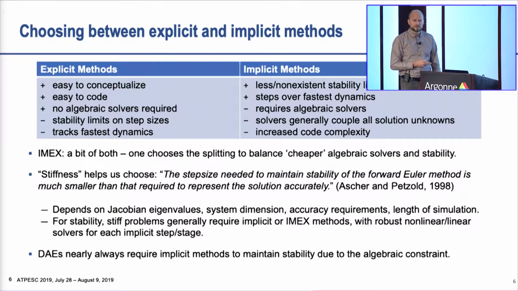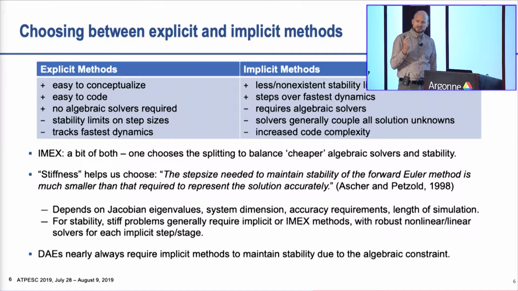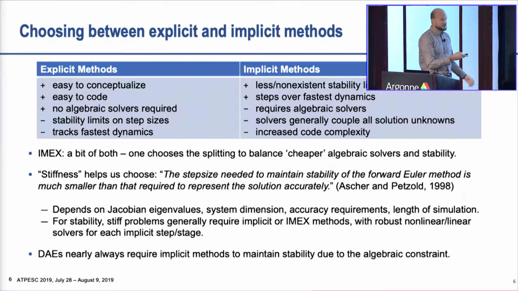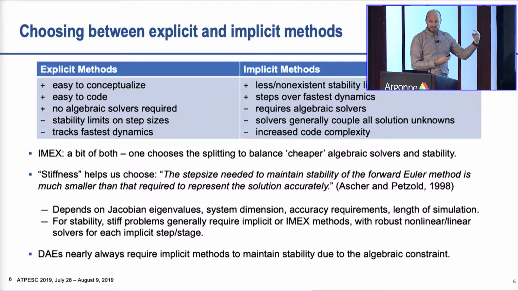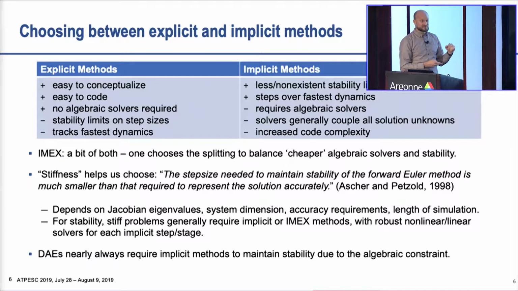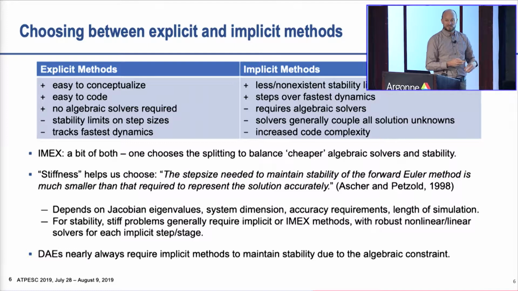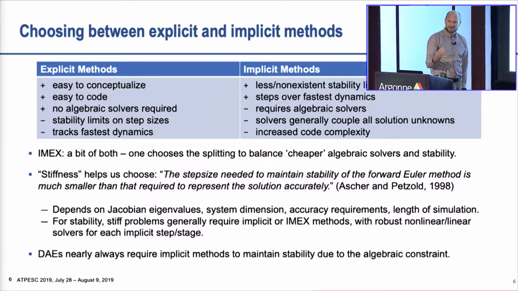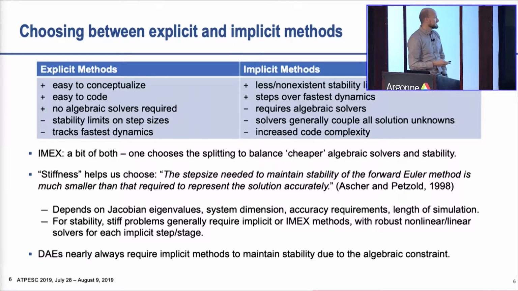IMEX methods use a bit of both. And so the idea there is you take some parts of your operator and you treat those implicitly to handle the stability conditions that come from those, if that piece would require a super tiny time step size. Whereas you might make other pieces explicit because that would really kill a nonlinear solver. It would be so hard to solve those algebraic equations, maybe if you can treat that explicitly or whatever. There's an art form to it. There's no standard simple rubric to follow to make it happen.